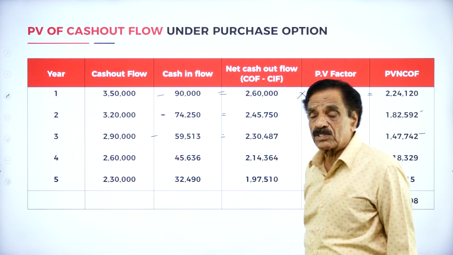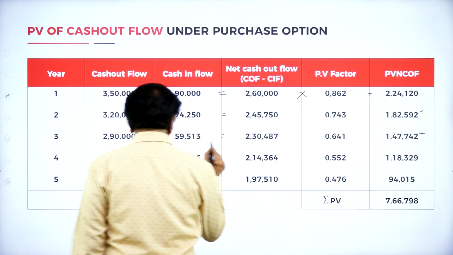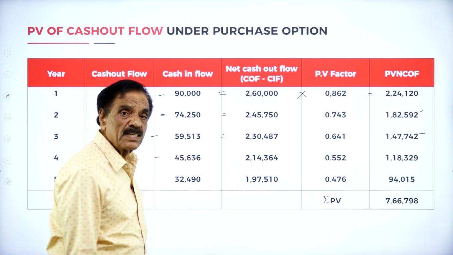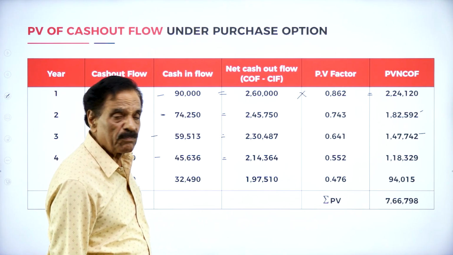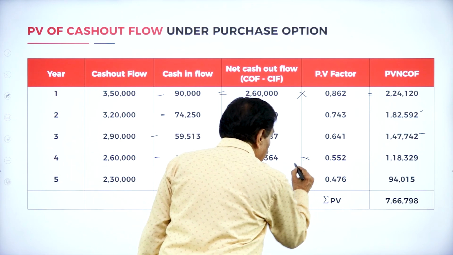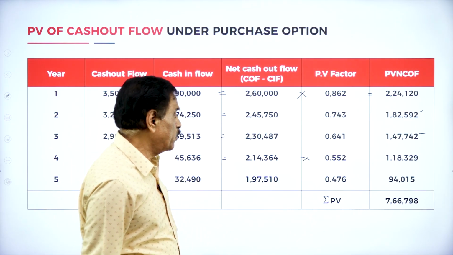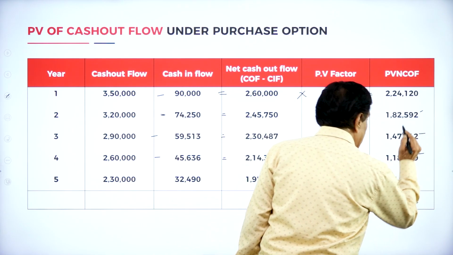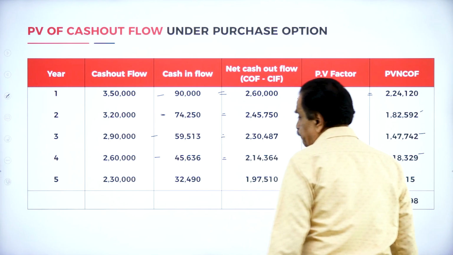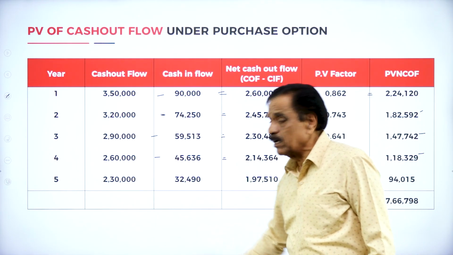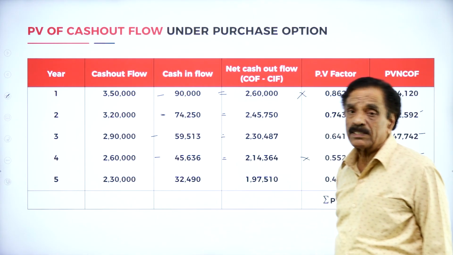Then come back to fourth year. Your cash outflow is 2,60,000. Your cash inflow is 45,636. Your net cash flow is 2,14,364 multiplied by PV factor 0.552. Your net cash flow is 1,18,329. In the last year, your cash outflow is 2,30,000.